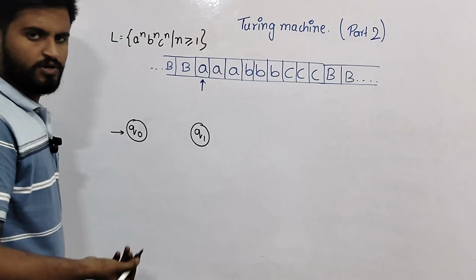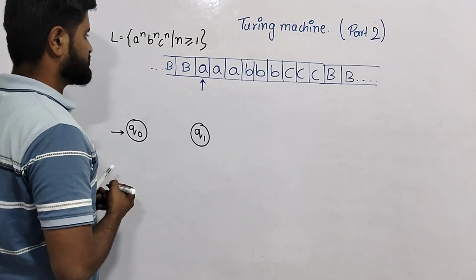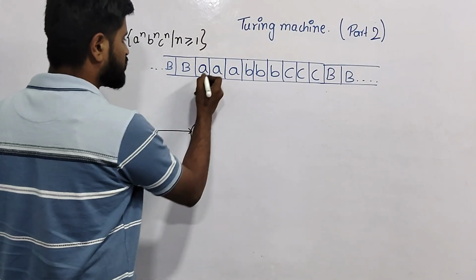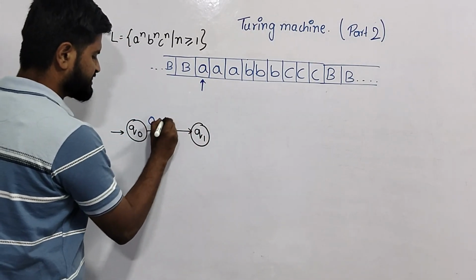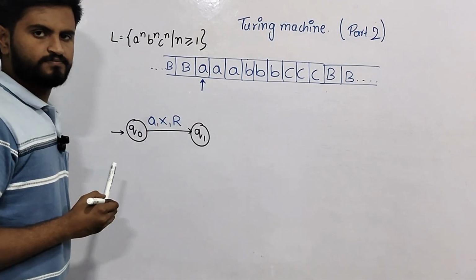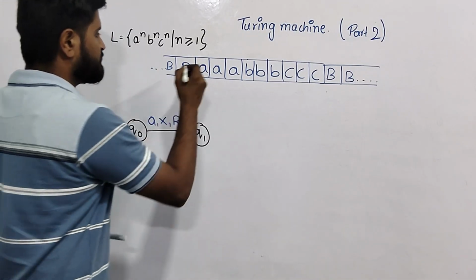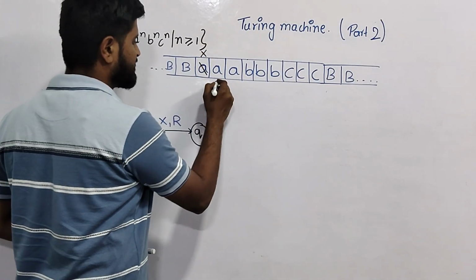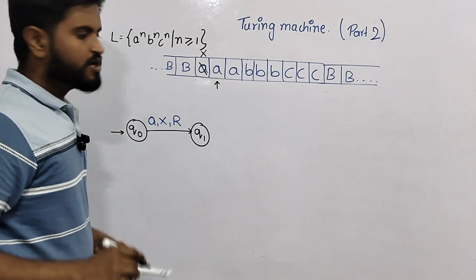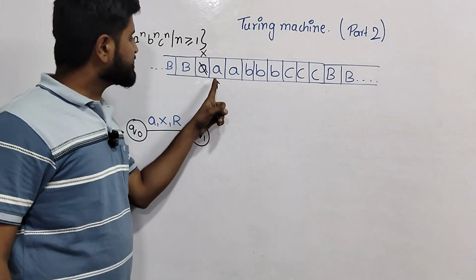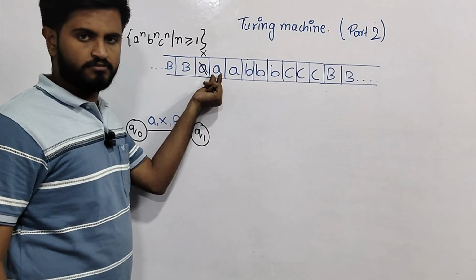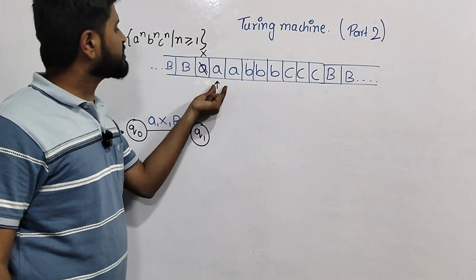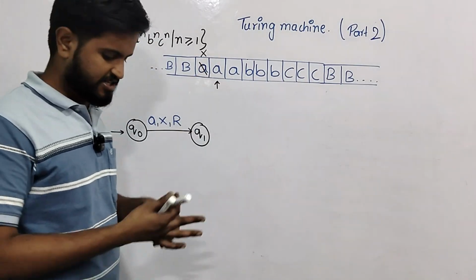You can use any variable to denote the states you are using. So now I am moving from Q0 to Q1. When I encounter A, I will replace it as X and I will move to right side. Now my read-write head came to the right side, that is A. After replacing one A, I can't replace the A which is beside it, because after one A I must replace one B, next one C. Again I must come to A, B, C, A, B, C. Like this cycle must happen.